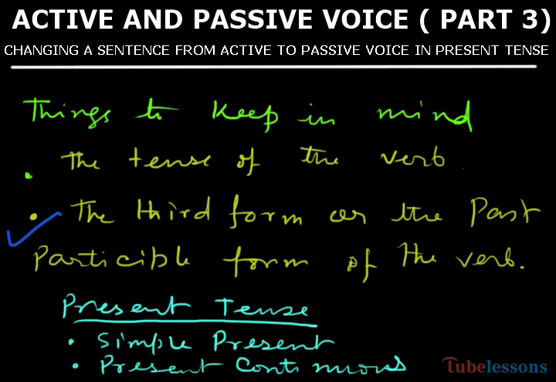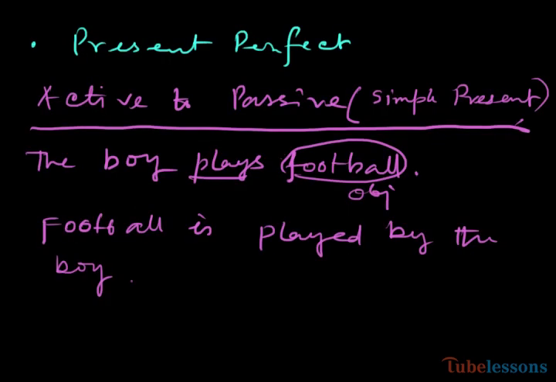Now, changing a sentence into present tense, we have simple present tense, present continuous tense, then present perfect tense. We also have present perfect continuous, but I have skipped that tense because we usually use present perfect tense, simple present tense and present continuous tense in passive voice. So I have omitted the present perfect continuous. So let's begin with simple present tense.